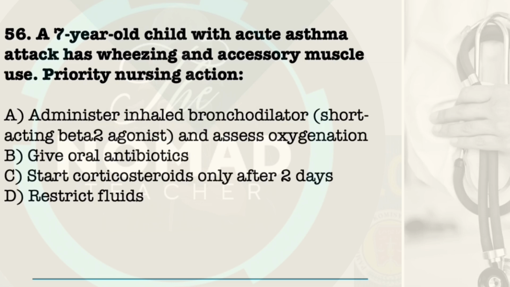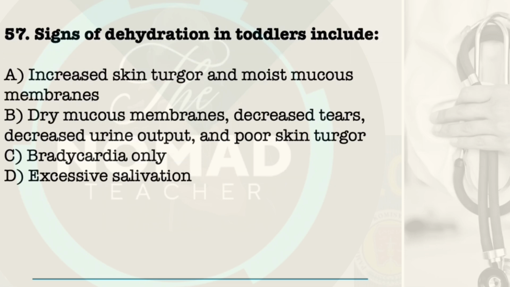56. A 7-year-old child with acute asthma attack has wheezing and accessory muscle use. Priority nursing action: A. Administer inhaled bronchodilator, short-acting beta-2 agonist, and assess oxygenation. B. Give oral antibiotics. C. Start corticosteroids only after 2 days. D. Restrict fluids.